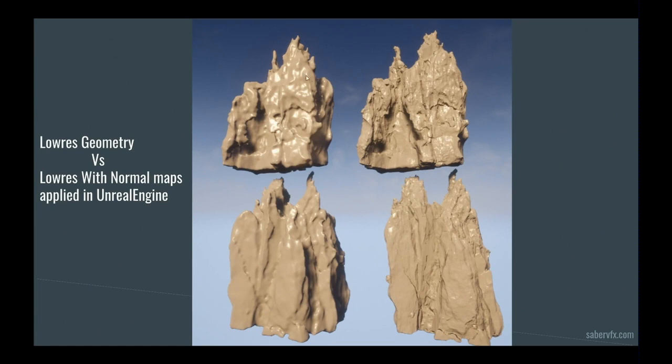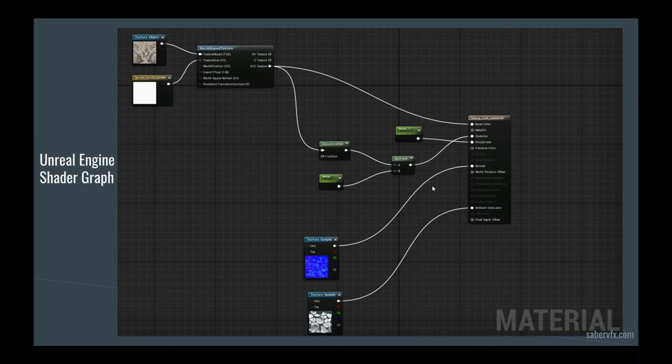So this is the low-res mesh front and back. And then I applied the normal map that I generated. And this is with the normal map applied. And then this is a graph in Houdini and Unreal Engine. So I have a texture here. I'm using the triplanar texturing. And then these are the normal maps, and I use the occlusion maps.